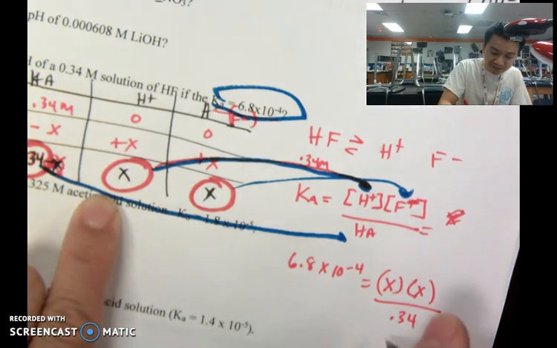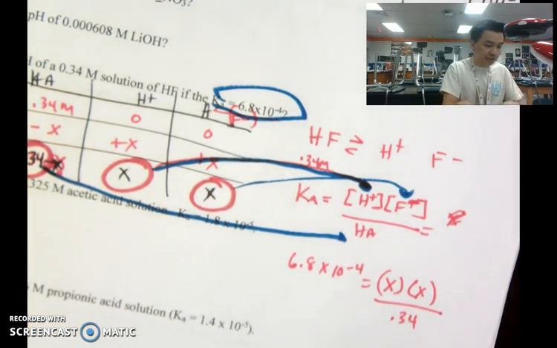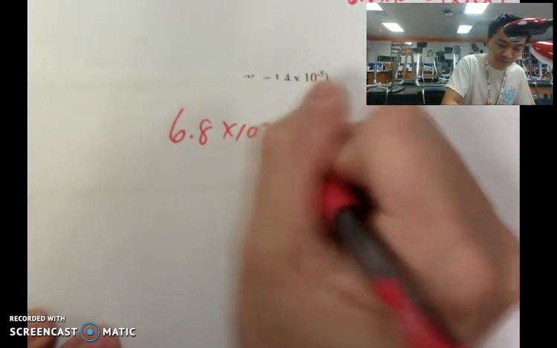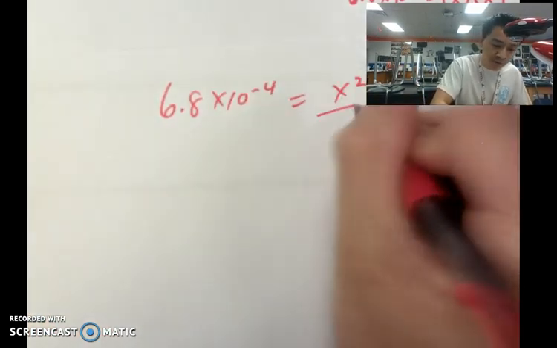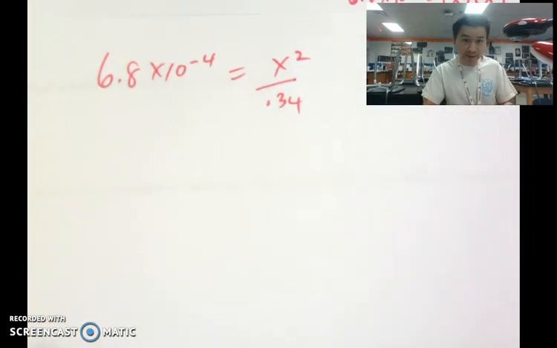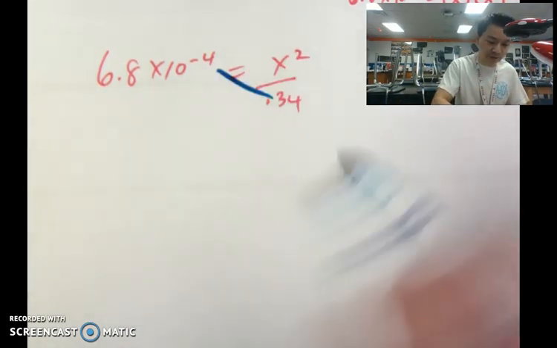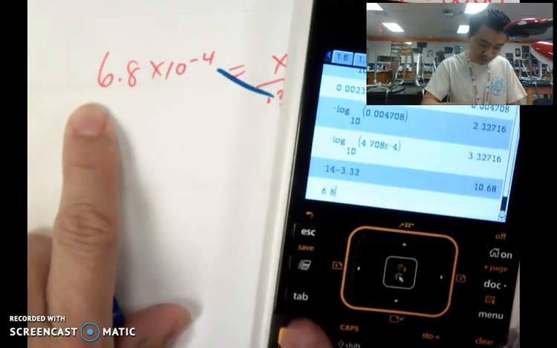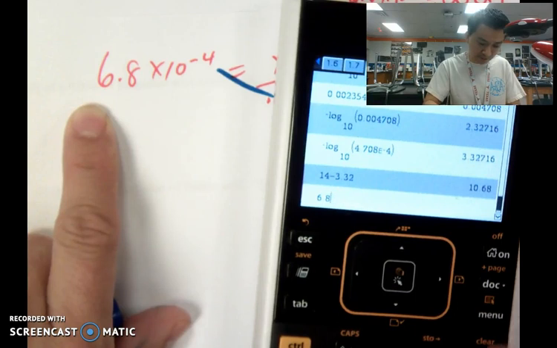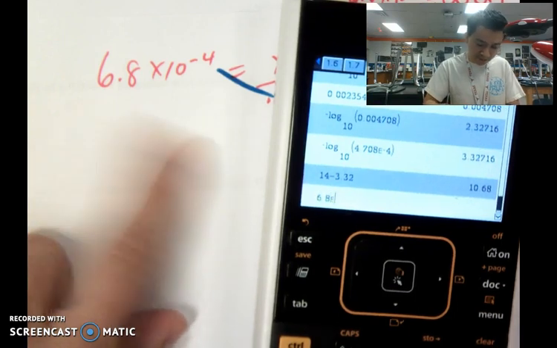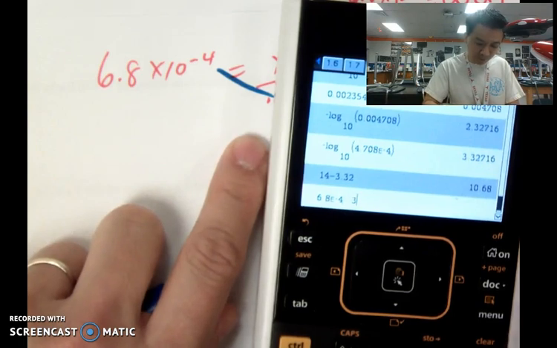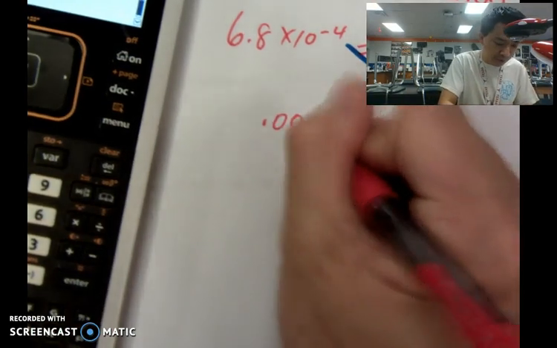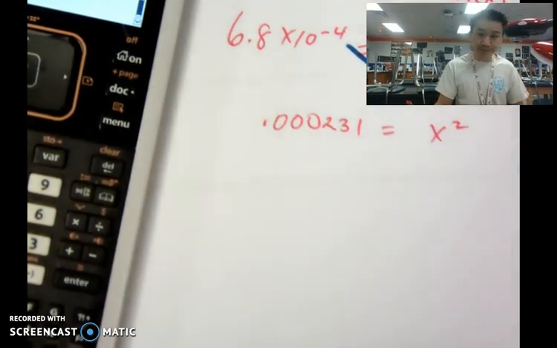Okay. So basically this is X squared. I'm going to use a new sheet here and copy that over. 6.8 times 10 to the negative 4 equals X squared over 0.34. Okay? Let's use some algebra here to find X squared. Cross multiply. So 6.8 e to the negative 4 times 0.34. So I get 0.000231, so you can write that down. That equals X squared. Okay?